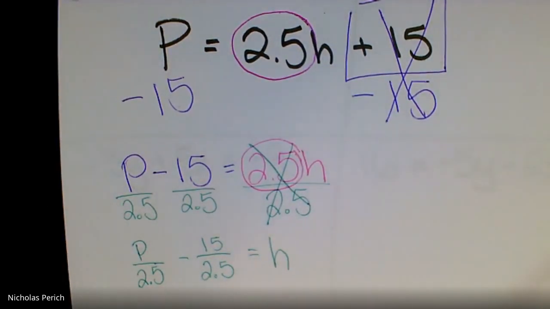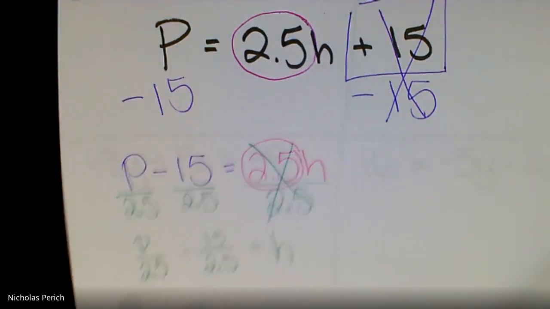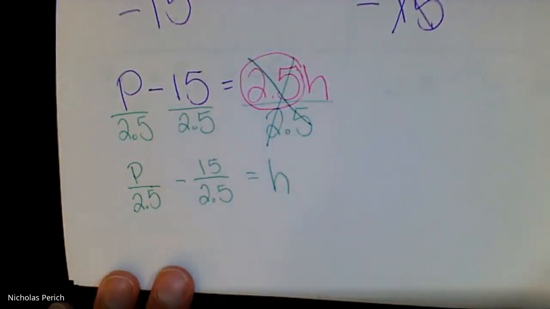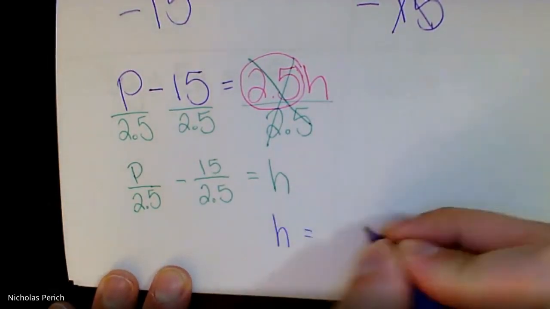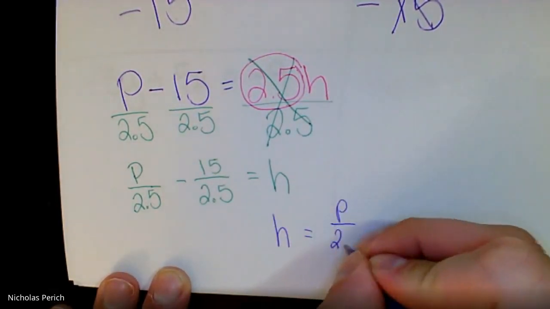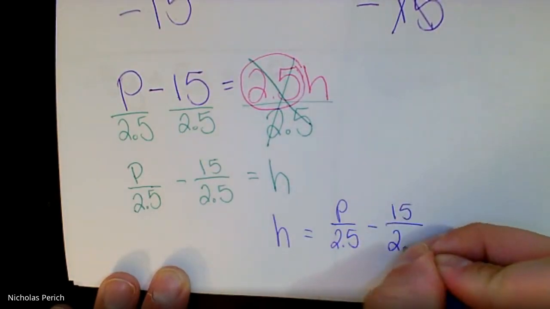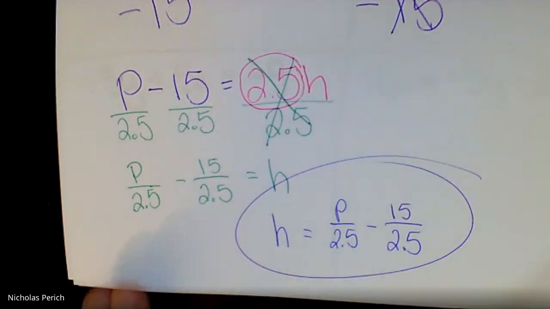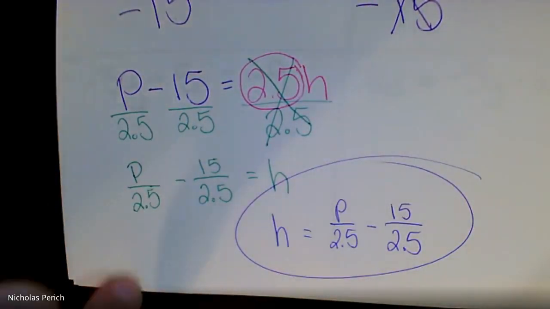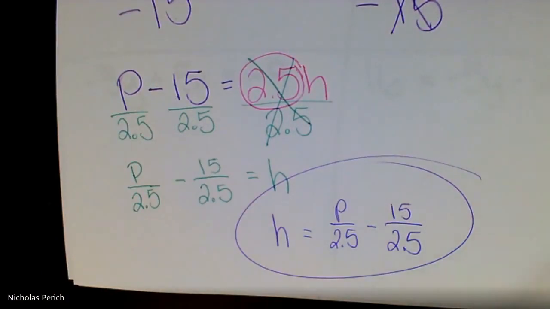Is H all by itself now? Yes. But it's on the wrong side. Good job. It's on the wrong side. So let's flip it. H equals P over 2.5 minus 15 over 2.5. Done.